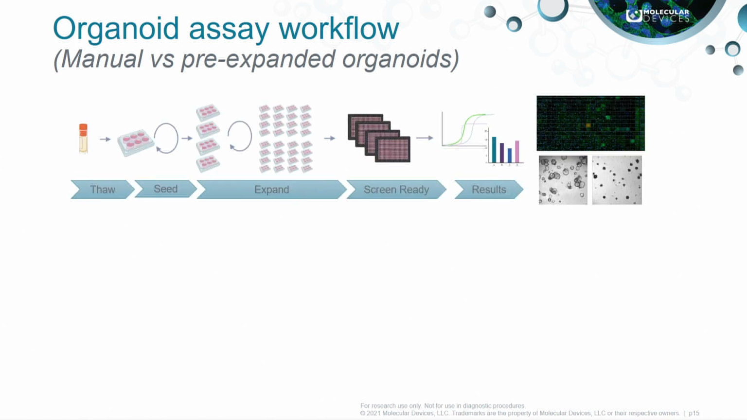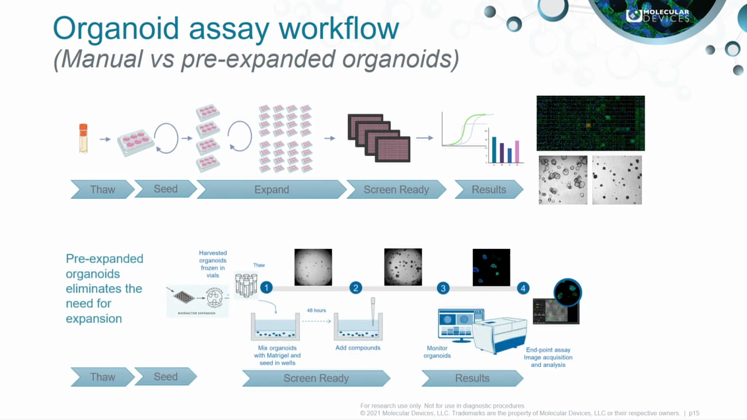But one thing that I want to point out over here is that when you do a manual culture process, you spend a significant amount of time in the expansion phase. Depending on your line, it can go from weeks to maybe even months of just expanding your culture so that you can get enough for your screen. So with these preformed organoids, from start to finish, you can get raw data, I would say in 10 days, depending on how long you're going to do your treatment or compound treatment for.